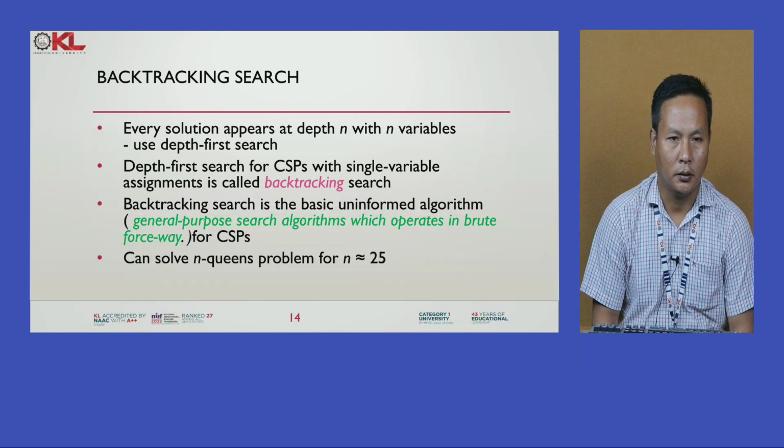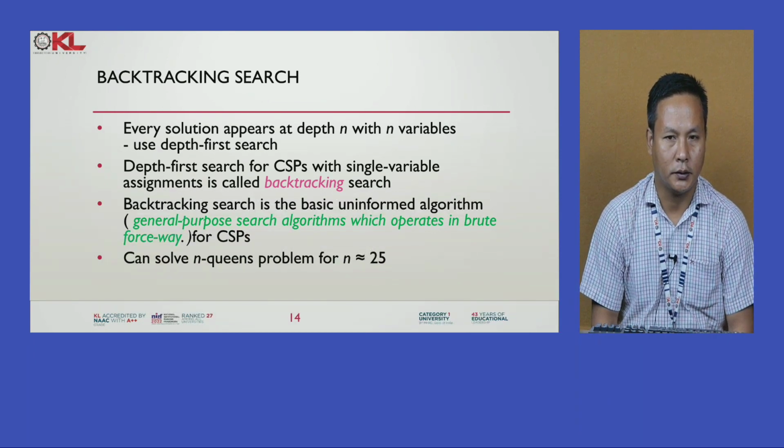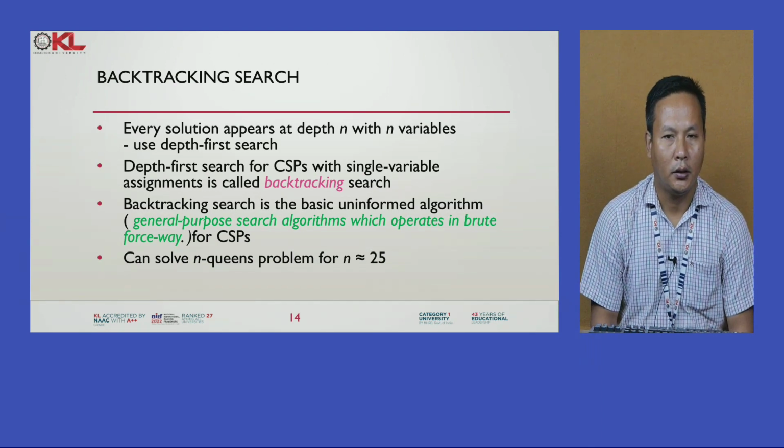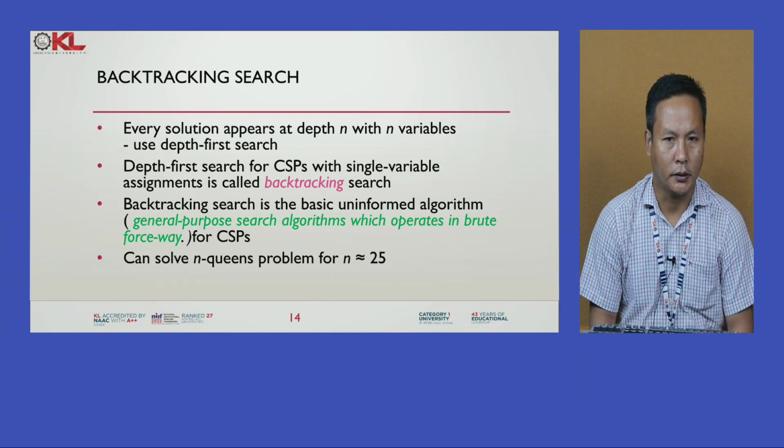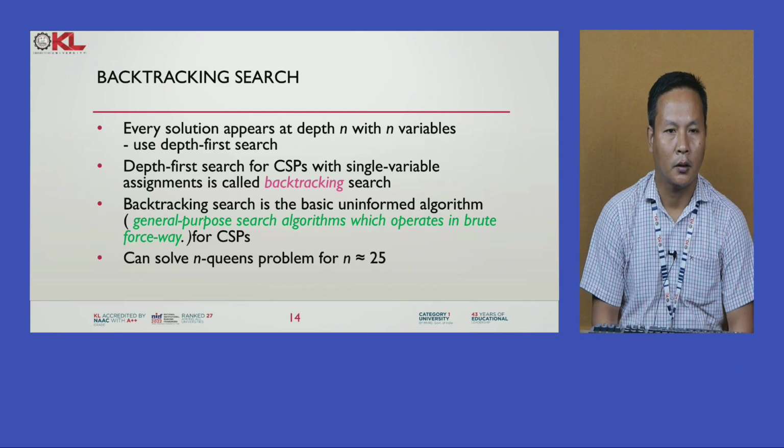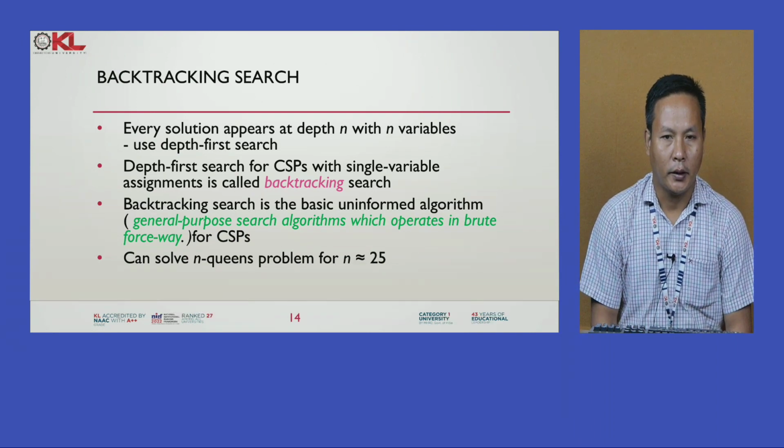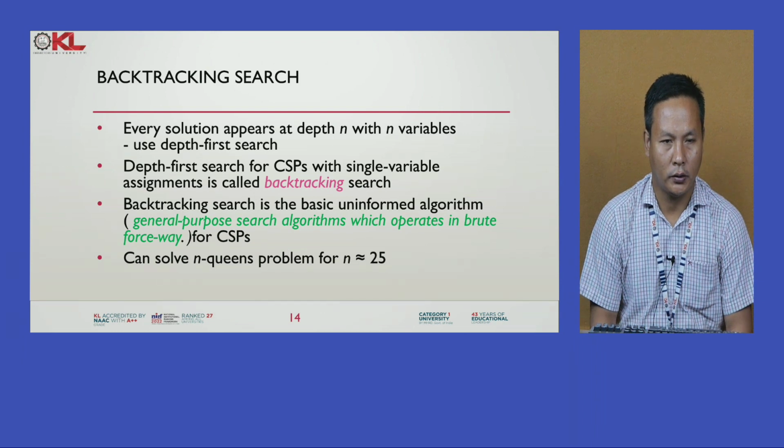The second point is that depth first search for constraint satisfaction with single variable assignment is called backtracking search. Not all constraint types can be considered. The first constraint type, the unary constraint, will be used in backtracking search. Any single variable will be assigned one value in backtracking search. Backtracking search is a basic uninformed algorithm.